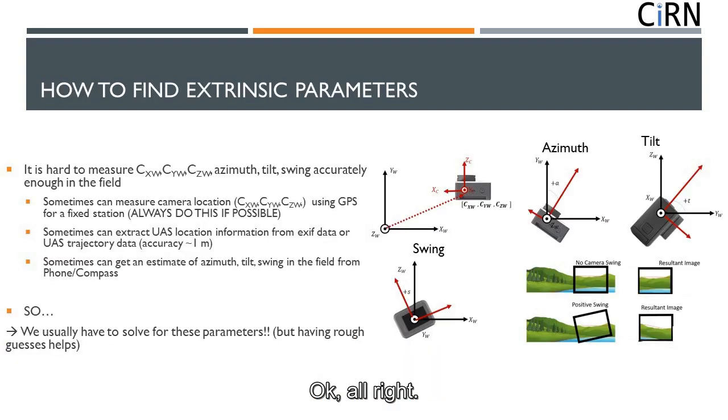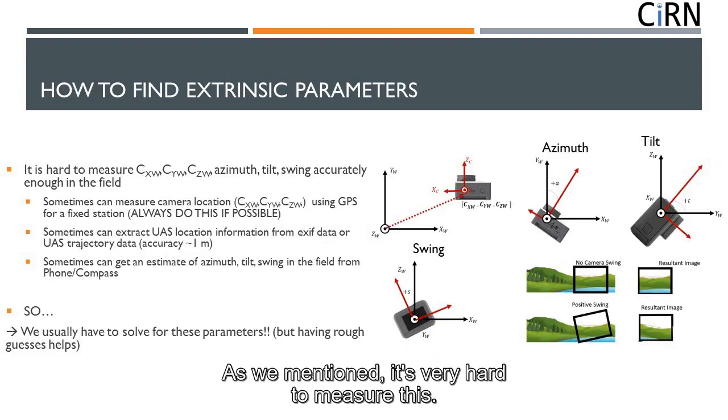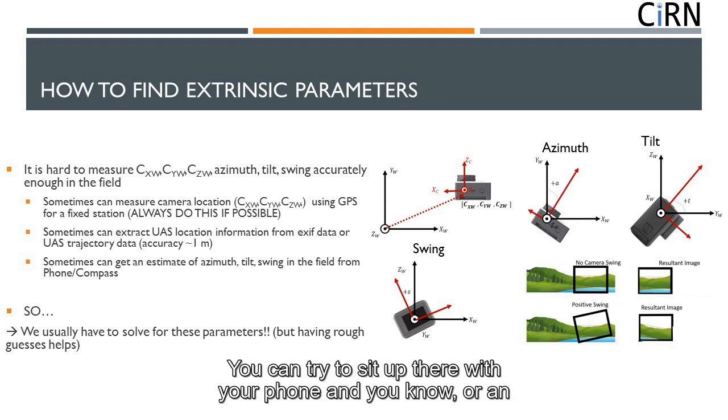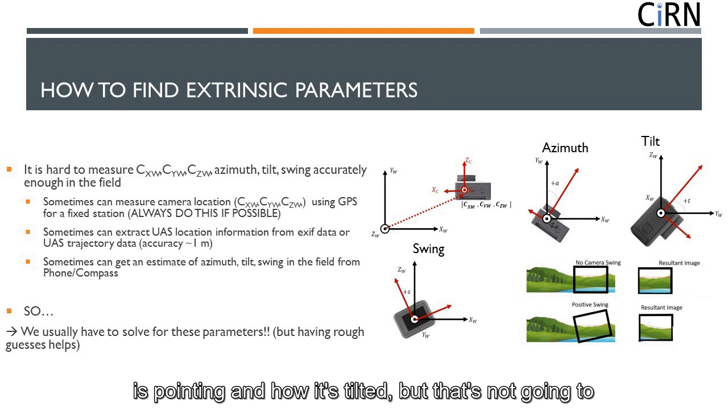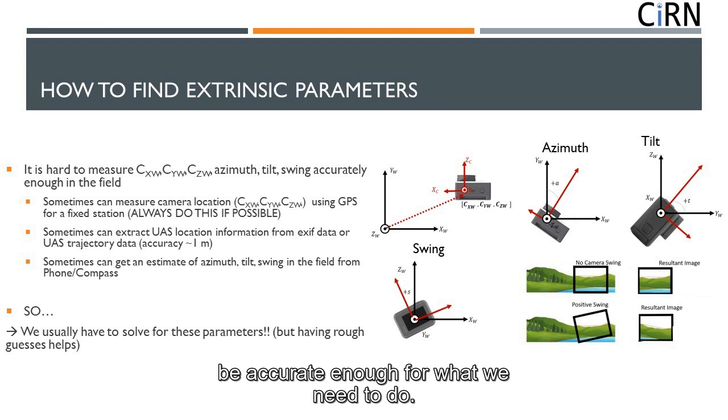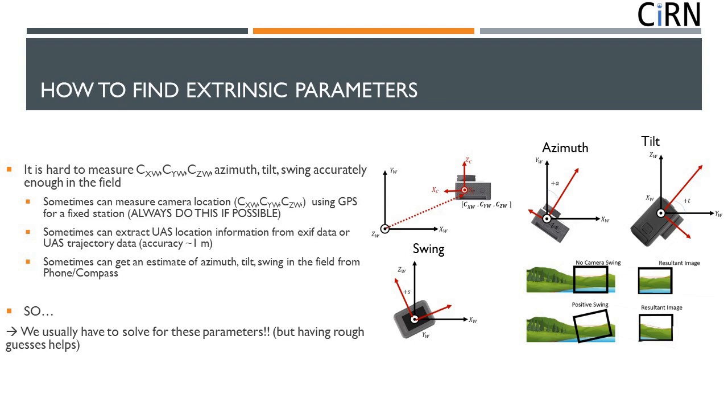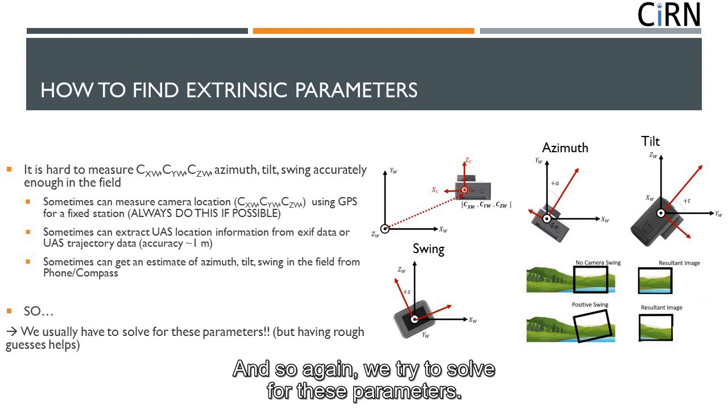Okay. All right. As we mentioned, it's very hard to measure this. You can try to sit up there with your phone or an IMU and try to get a measurement of where the camera is pointing and how it's tilted. But that's not going to be accurate enough for what we need to do. And so, again, we try to solve for these parameters.